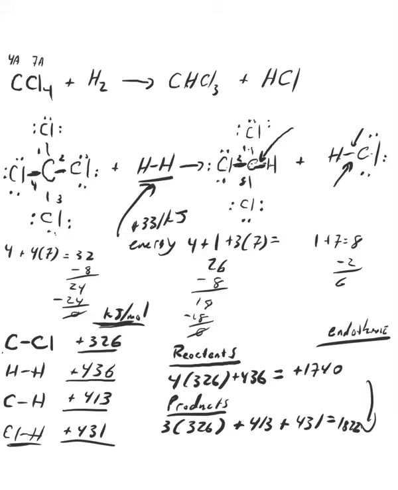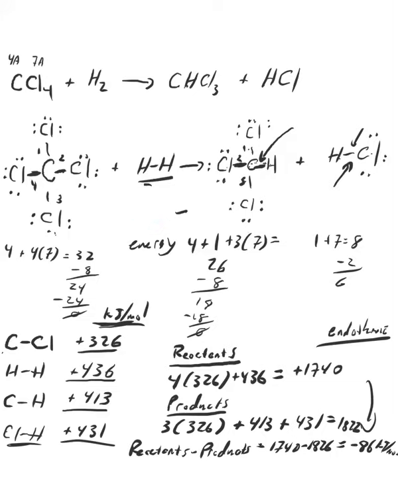Okay, so now reactants, it's going to change our answer, right? Thank you, Nicole. Very good. So that's 1740 minus 1826. So now it's negative 86. Okay, so our answer, that changes it dramatically because now it's exothermic.